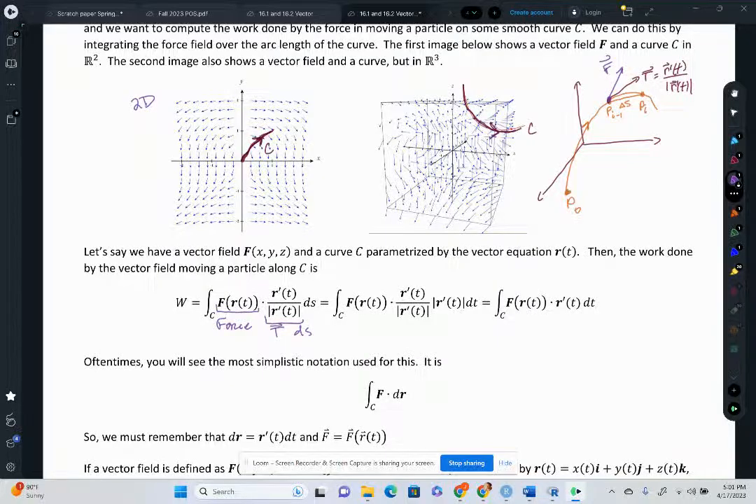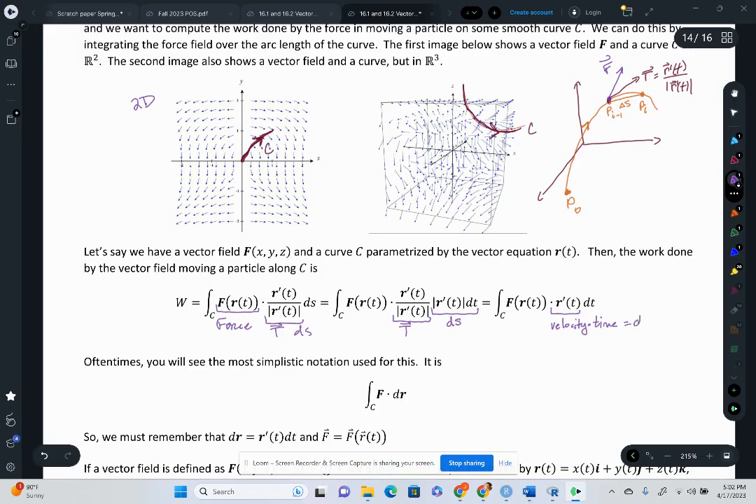Now, if I was to write out what ds is, it is the magnitude of r prime of t dt. And so now what we've got here is the unit tangent vector times the magnitude of r prime of t, times dt. So then those magnitudes of r prime of t are going to cancel out. And we have this final form right here where we've got just velocity times time. dt is just a small change in time. r prime of t is velocity. And if you take a velocity and multiply it by the time, as long as the units are the same, you get a distance.